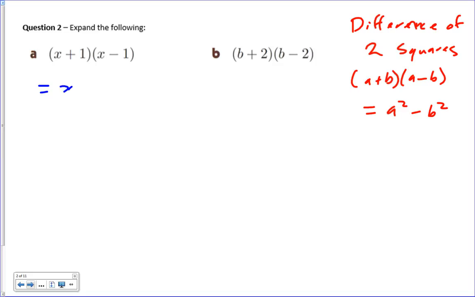So this is going to be x squared take 1 squared, which happens to be 1. This is going to be b squared take 2 squared. That's going to be b squared take 4.